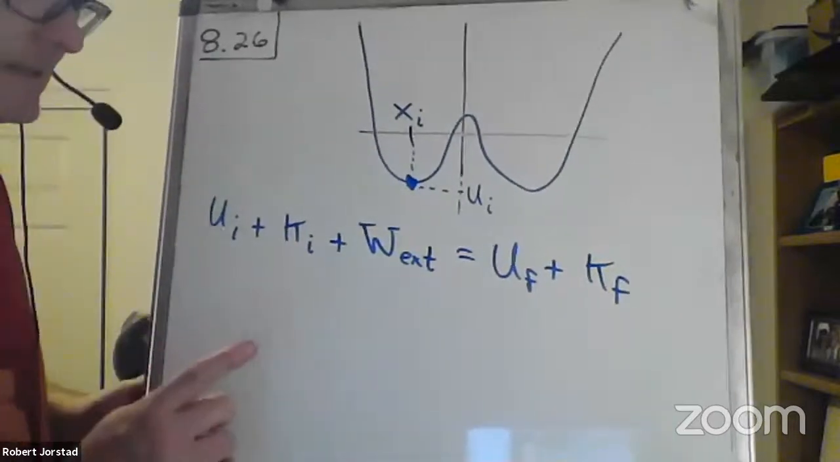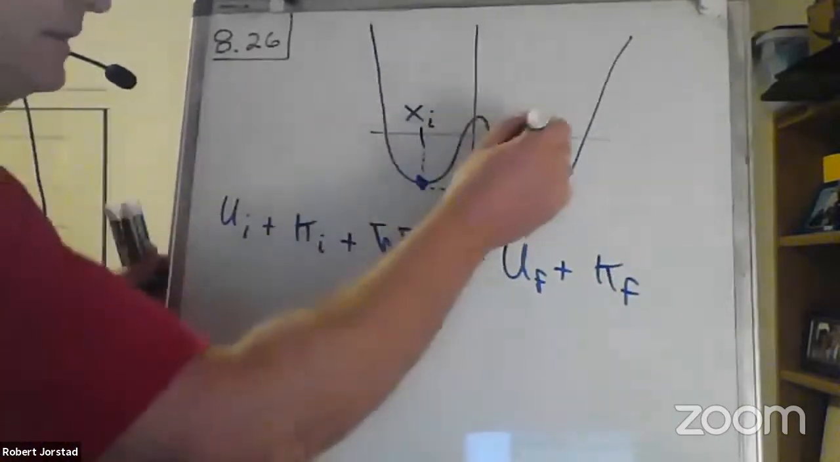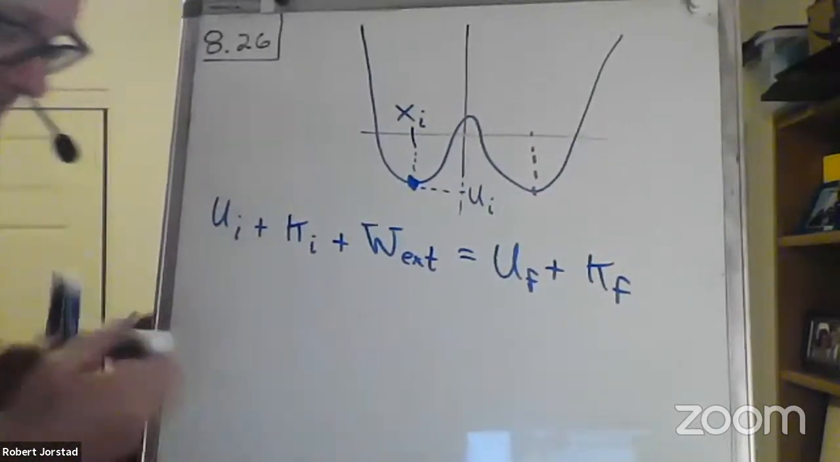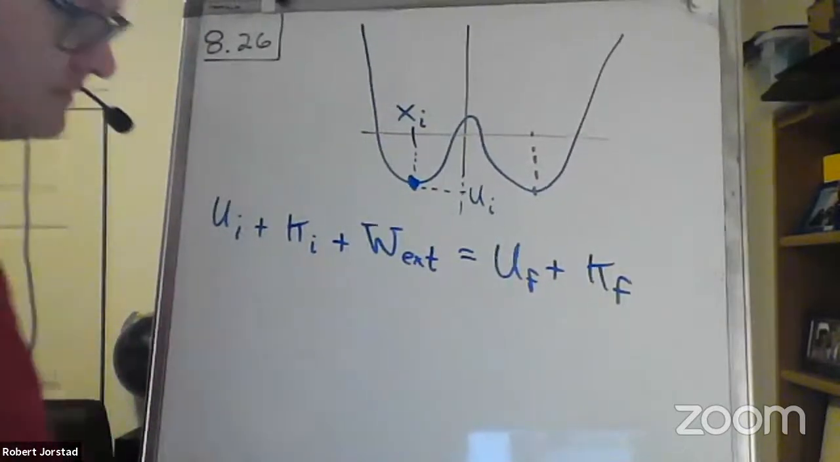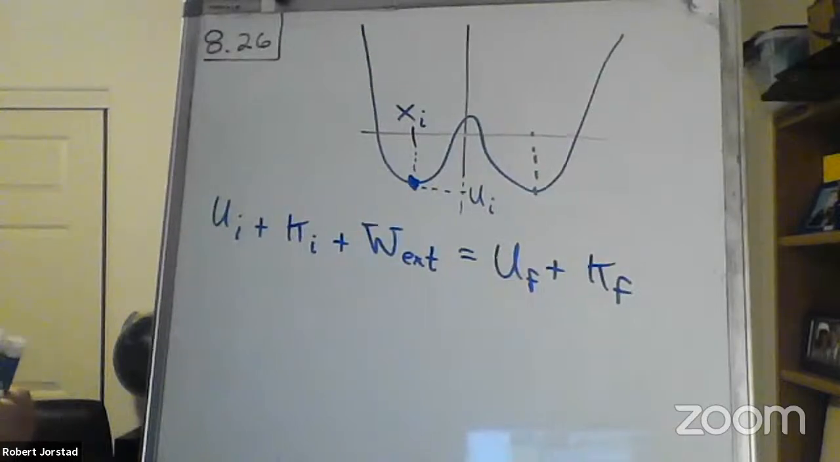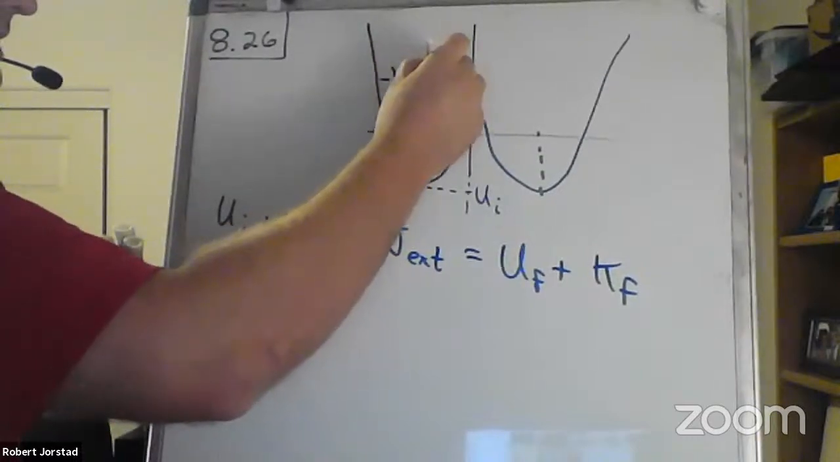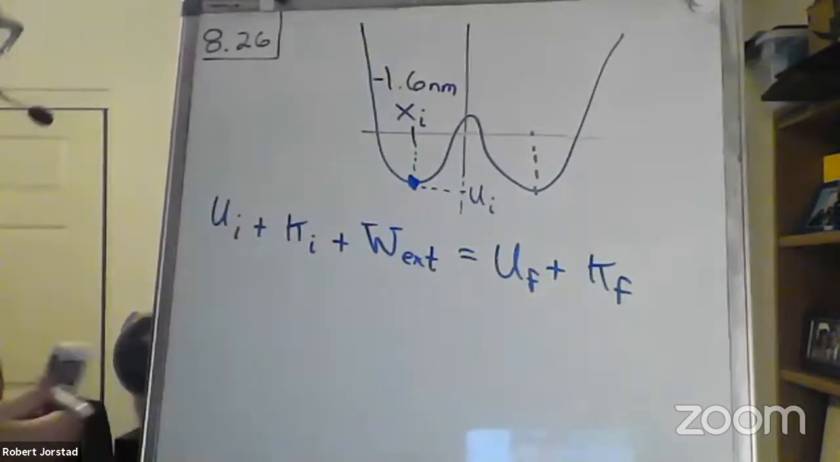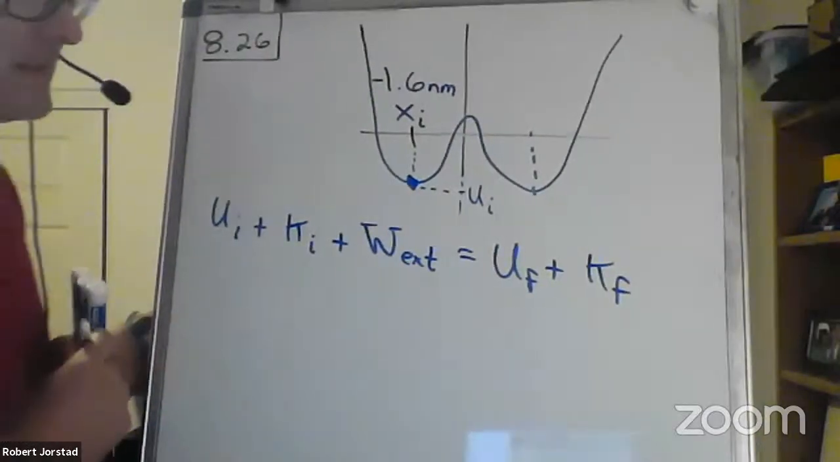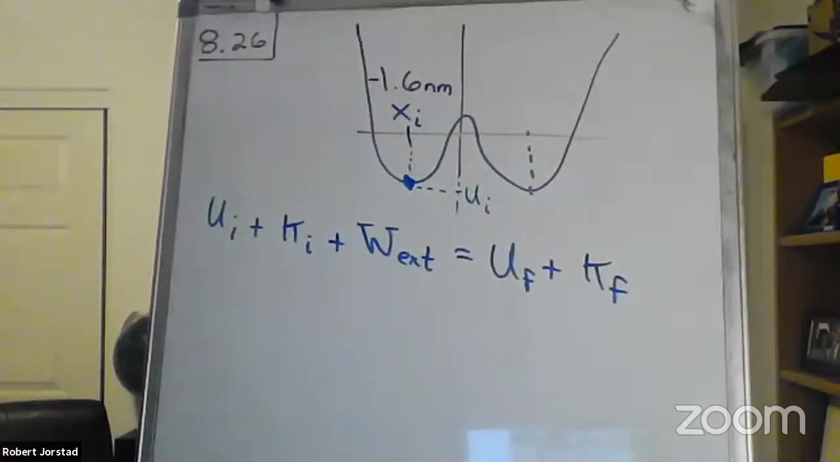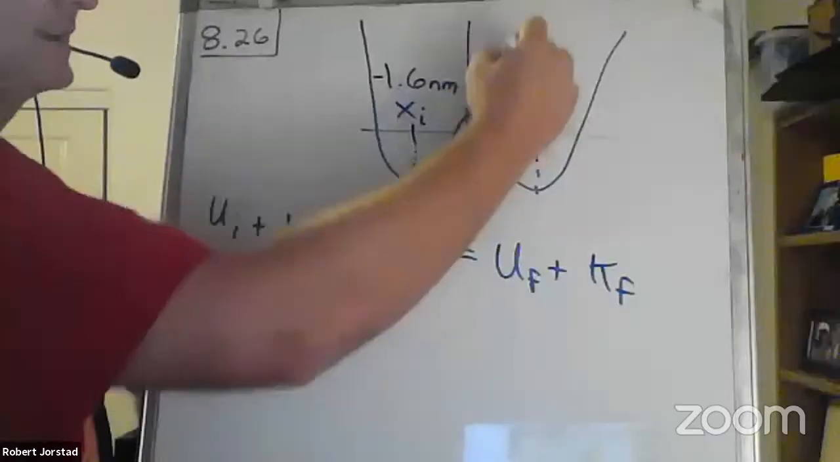Okay, we want the electron to end up over here. So what should I pick for X final? Remember, this was 1.6 and it was negative. So what value should I use for x final? 1.6 positive. That's what you'd think, and that's not it. Where's the electron going to have trouble as it goes from here to there? In the middle at 0. Exactly. This is where we set x final.